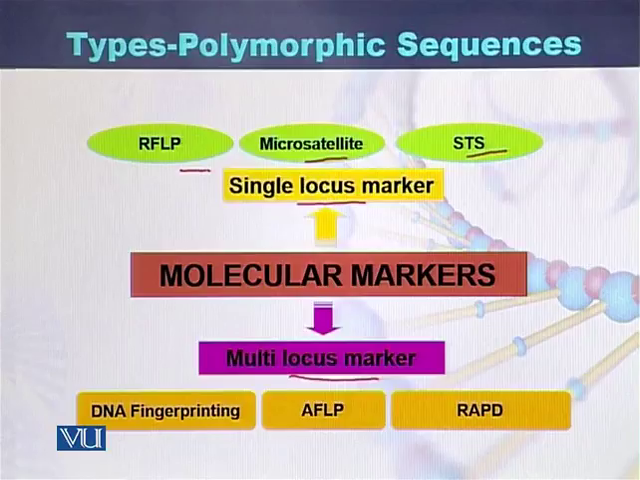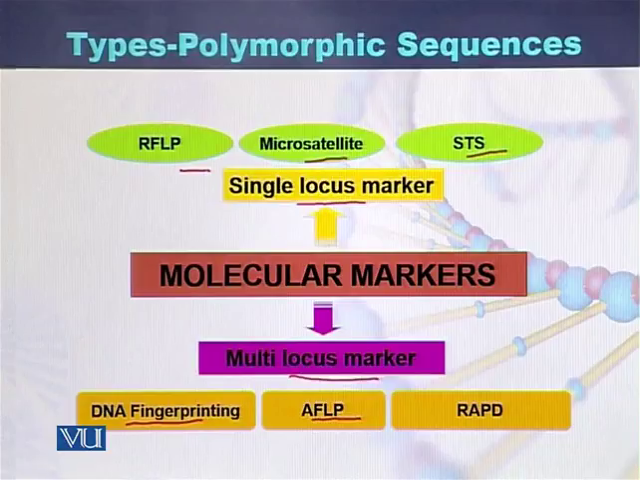In case of multi-locus markers, that can be DNA fingerprinting, those markers which are used for DNA fingerprinting, and amplified fragment length polymorphism, as well as random amplified polymorphic DNA. So molecular markers can be divided into two types, single locus markers and multi-locus markers. Single locus markers are RFLP, microsatellites or STR DNA. In case of multi-locus markers, they can be DNA fingerprinting, AFLP, and RAPD, which is also called rapid.